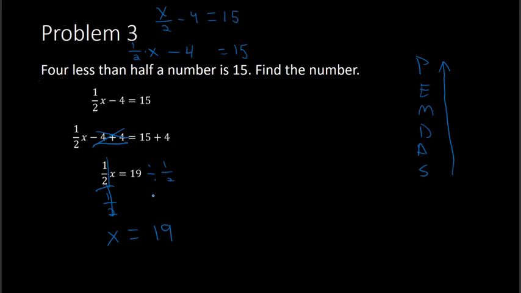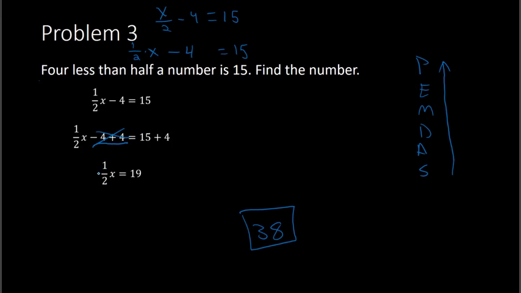And then on the right side, we have 19, and then divided by 1/2 is the same thing as multiplying by the reciprocal. So instead of dividing by 1 over 2, I multiply by 2 over 1. So 19 times 2 would be 38. So my solution is 38.